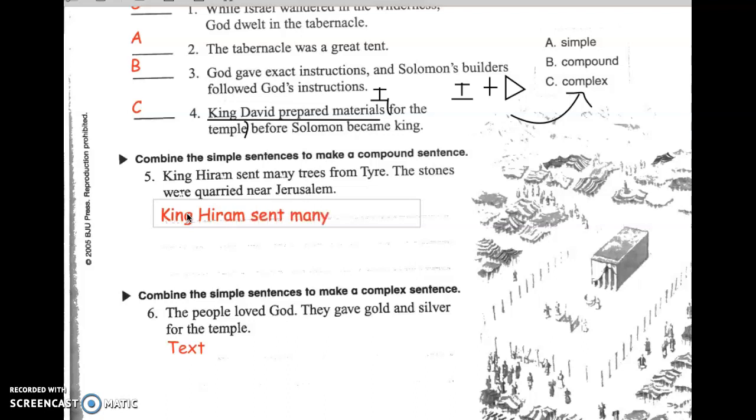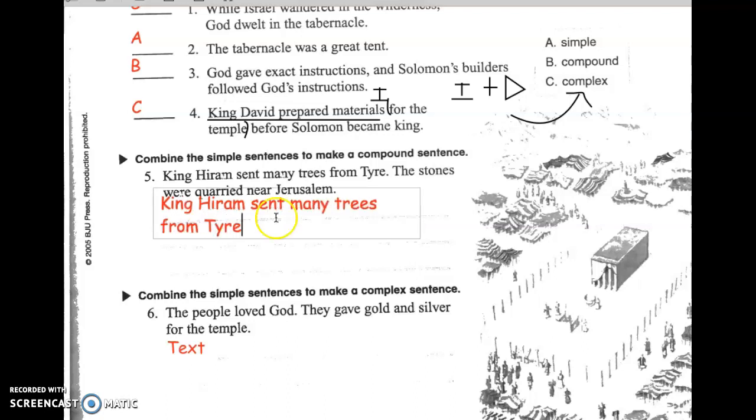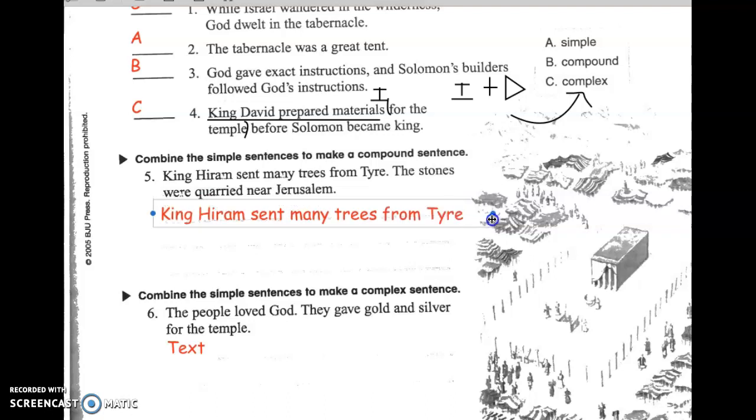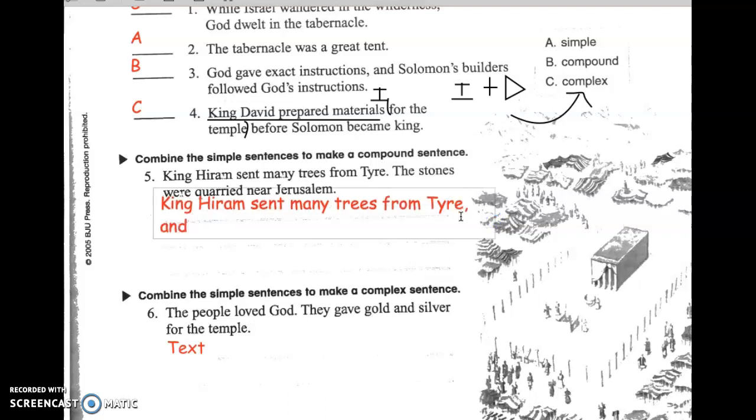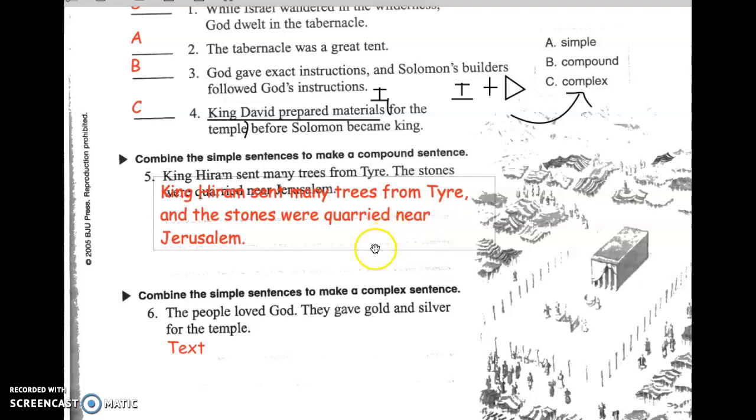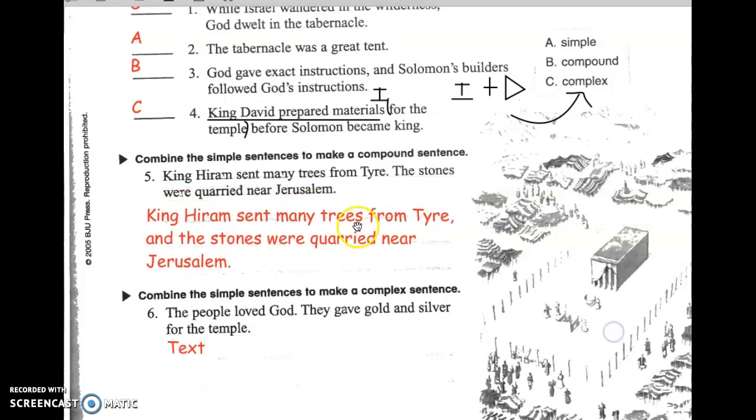King Hiram sent many trees from Tyre. What do I need next? Comma, very good. And the stones were quarried near Jerusalem. Is this a compound sentence, guys? Yes, it is. We have two independent clauses joined by a comma and a coordinating conjunction.